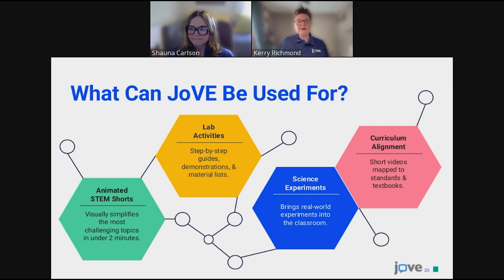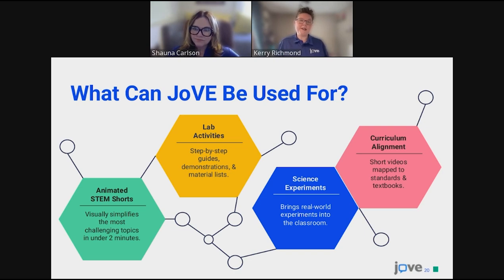So, what can we use Joe for? The animated STEM shorts are essentially concept videos. It's going to visually simplify that most challenging topic for your students. You're going to have students that, no matter how much you try and teach them a certain topic, see a video of it and 2 minutes later, they're like, "Oh, this is what you've been trying to teach me for the past 3 weeks." And then they understand it. Most of those concept videos are going to be under 2 minutes.